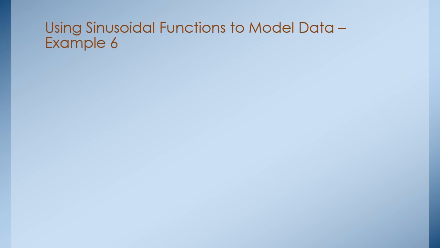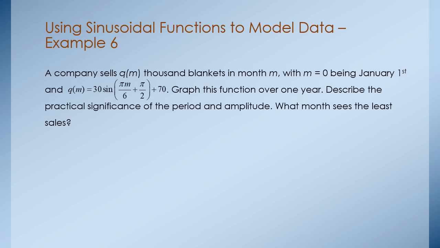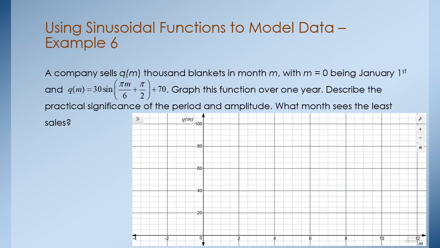Now let's look at our last objective: using sinusoidal functions to model data. This is example 6. A company sells Q of M thousand blankets in month M, with M equaling 0 being January 1st, and Q of M equaling 30 times the sine of the quantity pi M over 6 plus pi over 2, plus 70. Graph this function over 1 year and describe the practical significance of the period and the amplitude. What month sees the least sales? So let me put up a graph here.